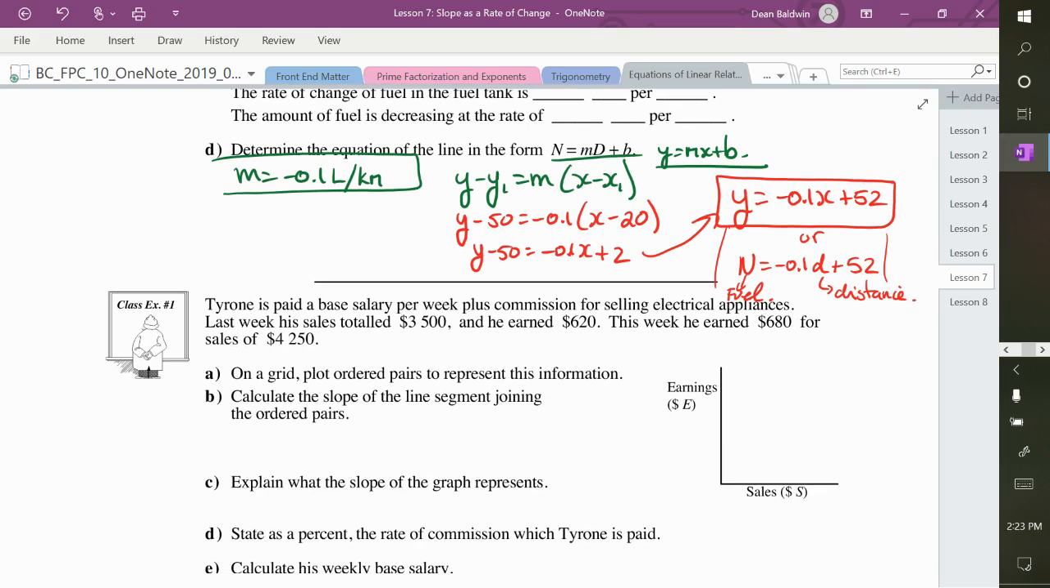All right, almost last question. We get paid a base salary per week plus commission for selling electrical appliances. Last week he sells $3,500 and he earns $620. This week he earns $680 and he sold $4,250 worth of equipment. All right, we need to plot this and then answer a bunch of questions.